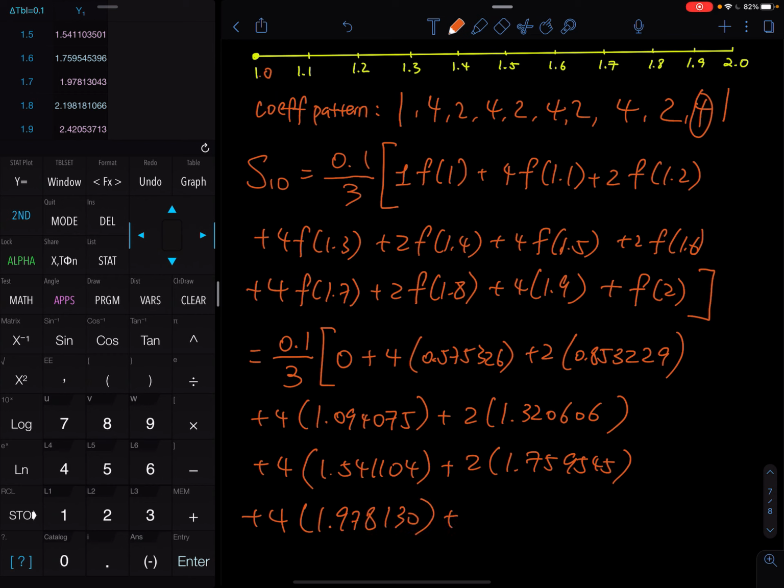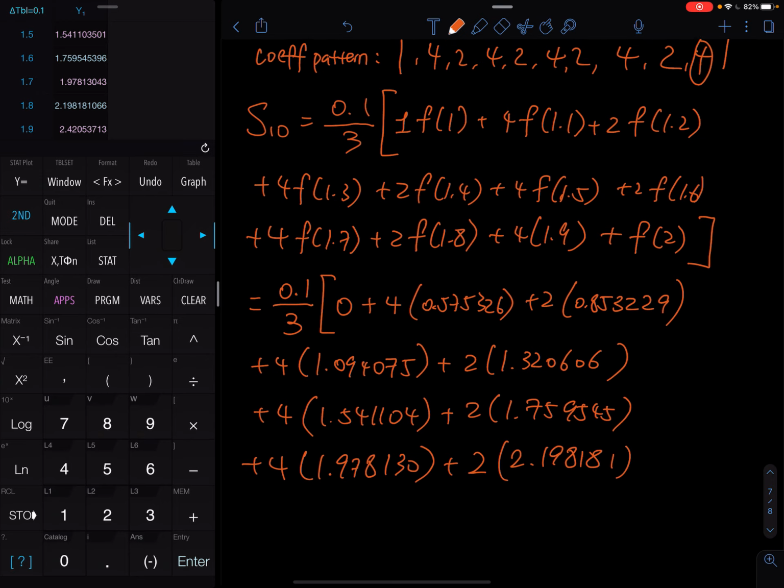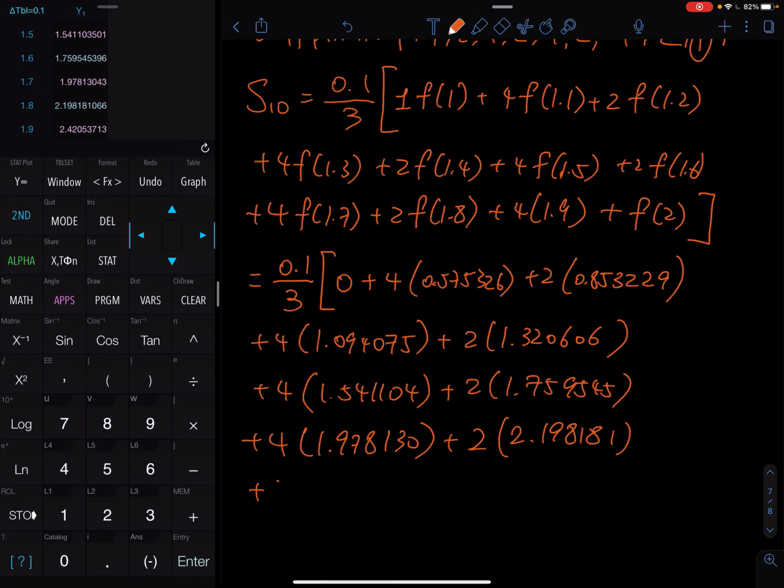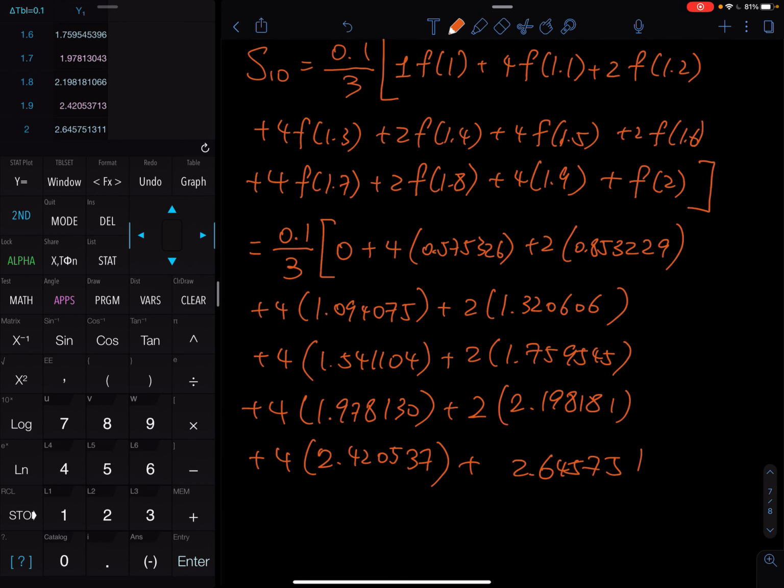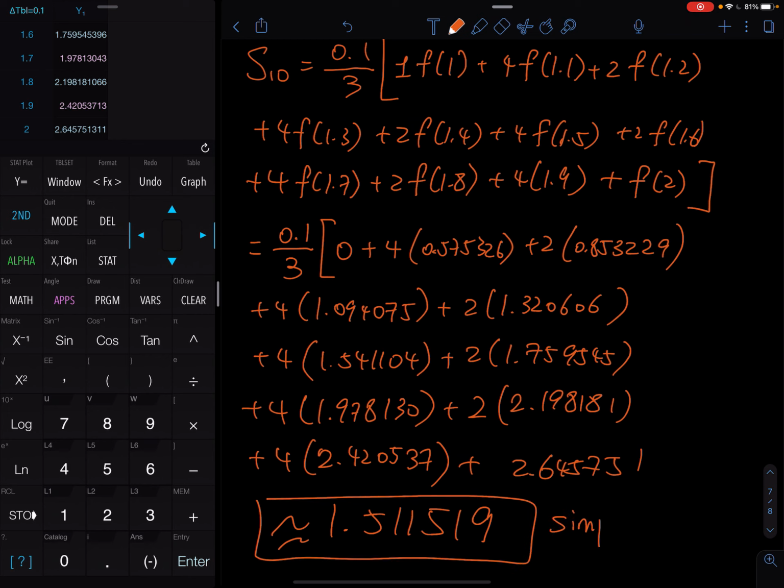1.9780 and then plus 2 times f of 1.8, 2.198181, and then the 1.9, so that is 4 times 2.420537, and then the last one is 2.0, right? So that is 1 times 2.645751. So overall, I have this approximately equal to 1.511519. So this one is from Simpson.